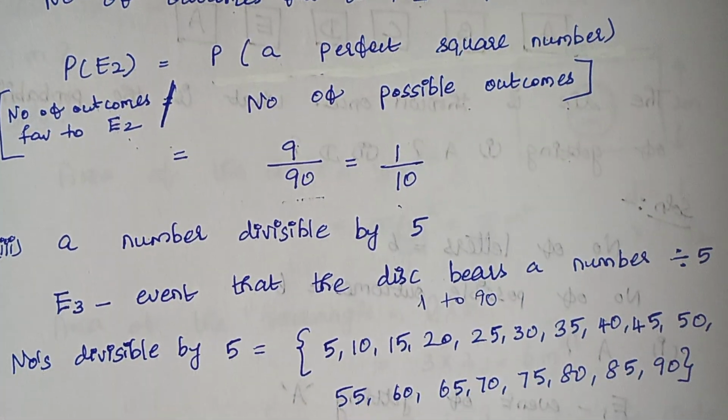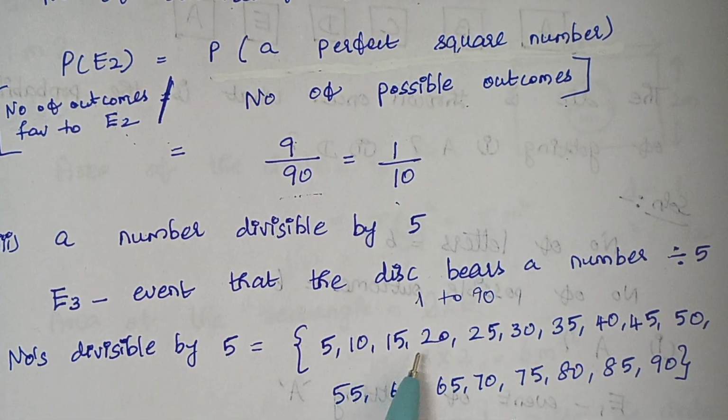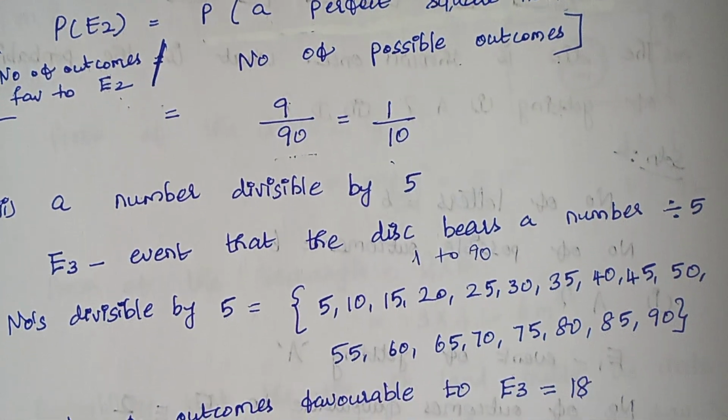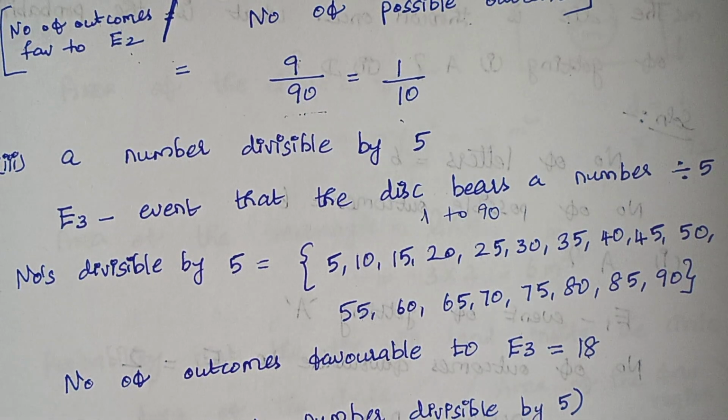So here the numbers range from 5, 10, 15, 20, 25, 30, 35, 40, 45, 50, 55, 60, 65, 70, 75, 80 and 85, 90. So just count. How many numbers do we have? We have 18 numbers. So the number of outcomes favorable to E3 is equal to 18.